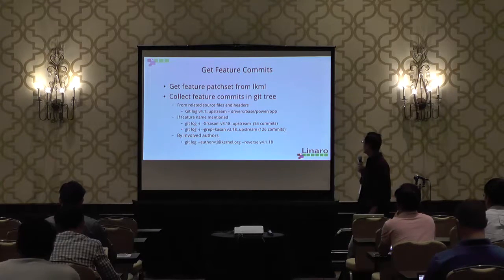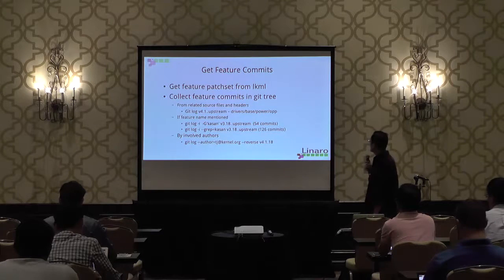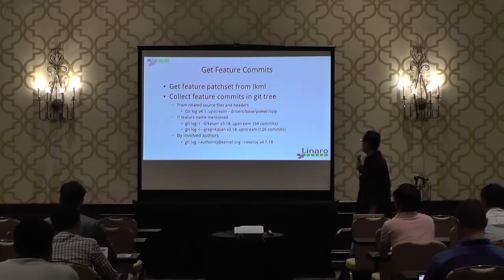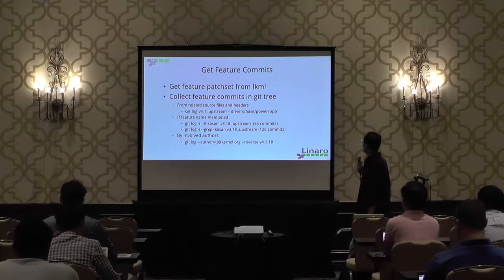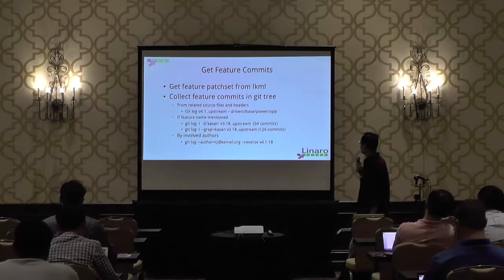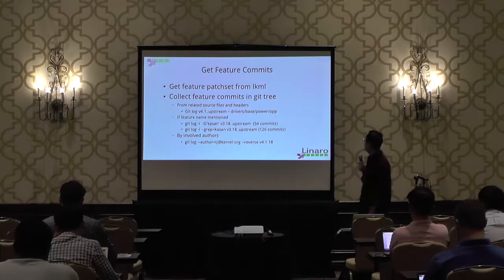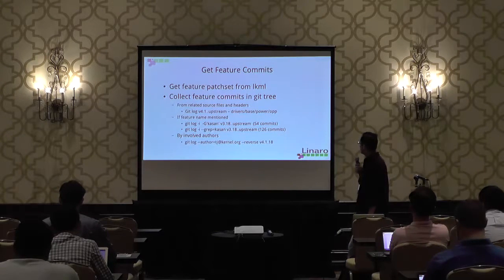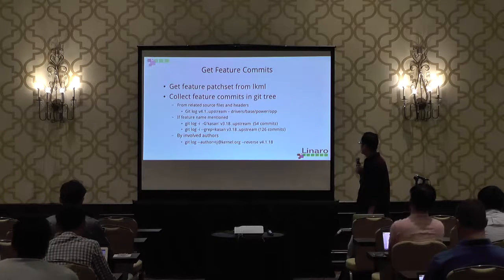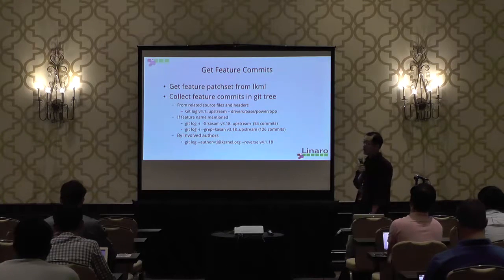Another way is you can trace the commit by the feature name. Like the following two commands, git log -i -g or --grep. You can search for the keyword, like which commit mentioned the name of the feature.